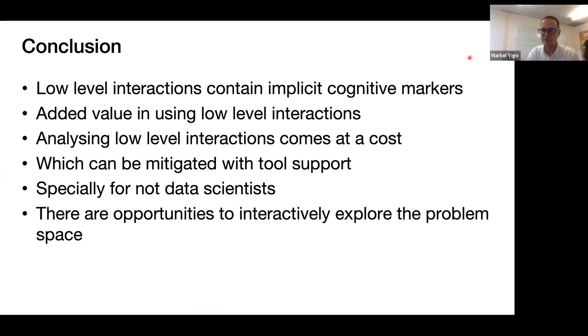Now, I think it also comes across that doing so has a cost. It has a computational cost, and a cost of involving humans in the process. But you can also mitigate these problems by providing tool support, which doesn't address all the problems, but it has a big coverage of existing challenges.